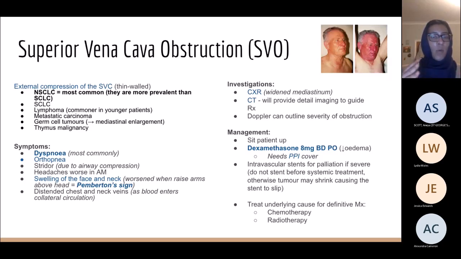You might get orthopnea, where you find it difficult to lie flat on your bed. You might get stridor and this swelling of your face and neck when you raise your arm, also known as Pemberton sign. And you can see that here in this image showing Pemberton sign: someone's raised their arm and their face goes really red.